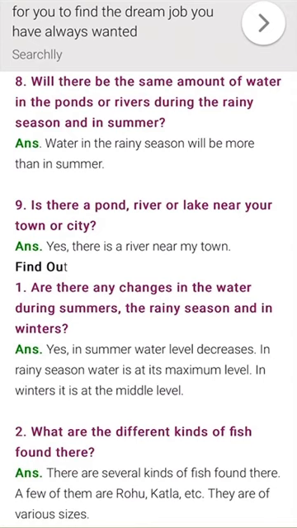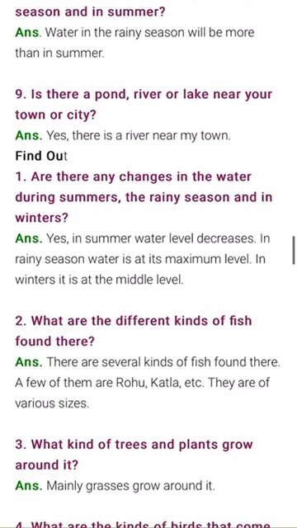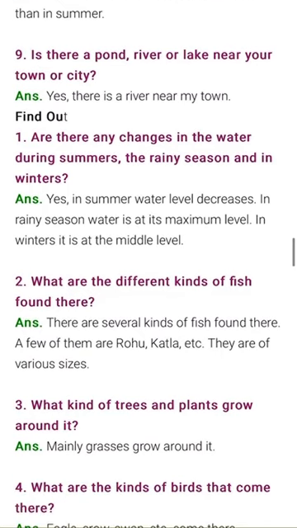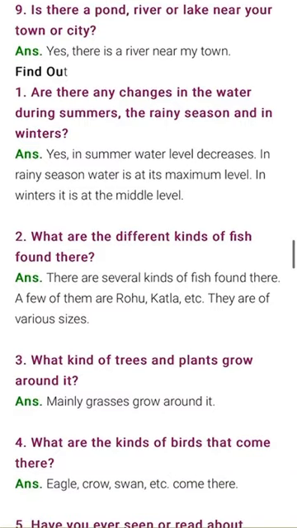9. Is there a pond, river or lake near your town or city? Ans. Yes, there is a river near my town. Find out. 1. Are there any changes in the water during summers, the rainy season and in winters? Ans. Yes, in summer water level decreases. In rainy season water is at its maximum level. In winters it is at the middle level.